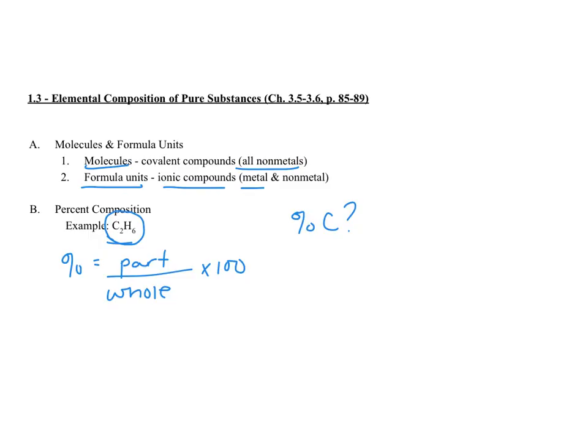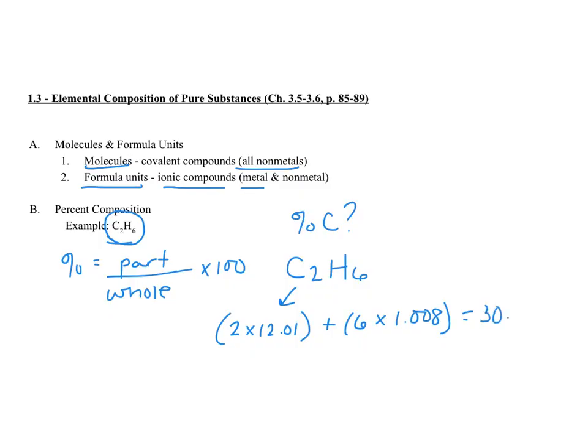My first step is to figure out what my total molar mass is. If I have 2 carbons, I have 2 times 12.01. I get that from my periodic table, looking up carbon. And then I've got 6 hydrogens, so 6 times, looking up hydrogen on my periodic table, 1.008. Total, that gives me 30.068 grams of C2H6.